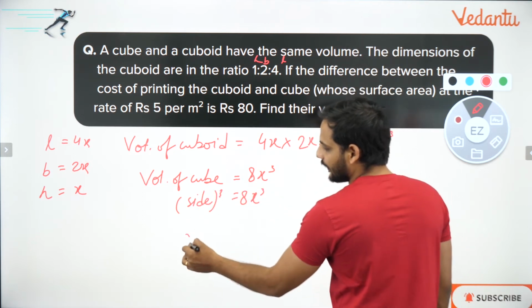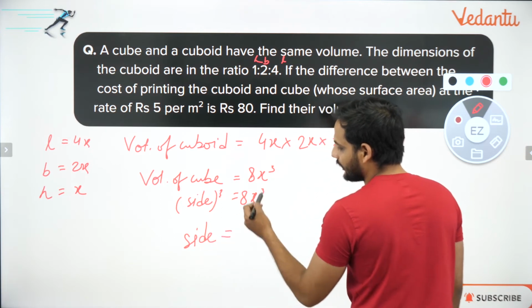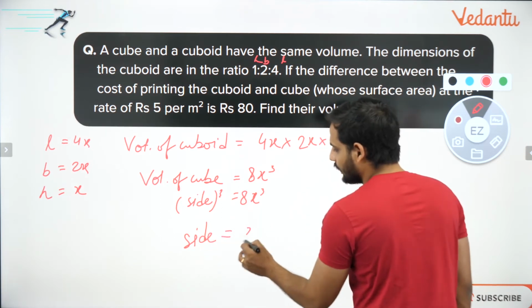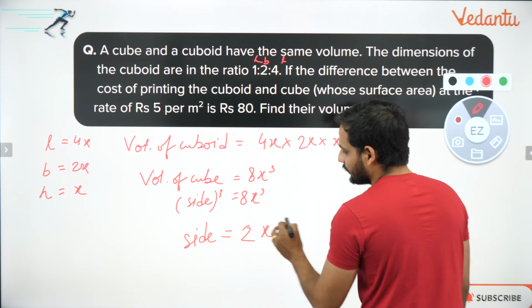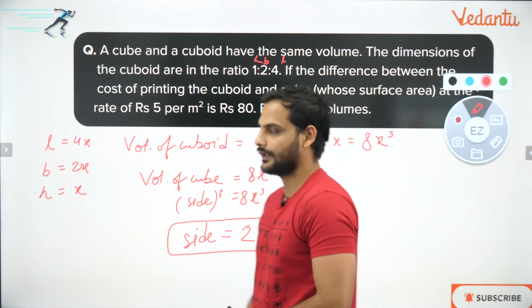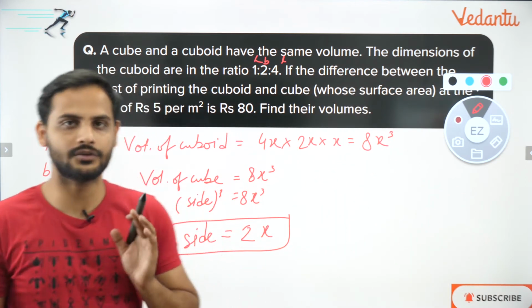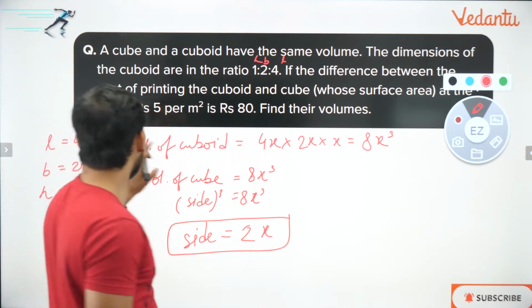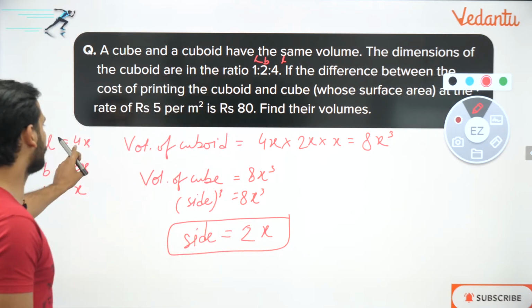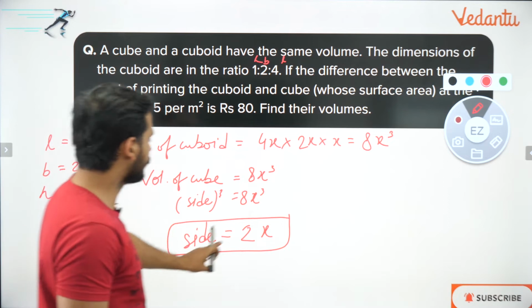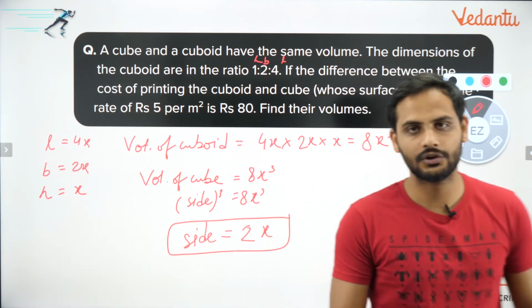Do cube root on both the sides. You will get side is equal to cube root of 8x cube. Cube root of 8 is 2. X cube's cube root is x. So the side of the cube is 2x. Okay, so we know the length, breadth and height of the cuboid as 4x, 2x and x, and we know that the side of the cube is 2x.